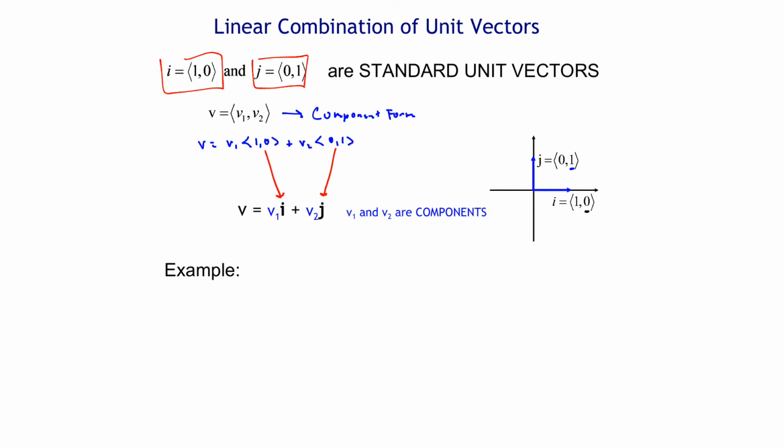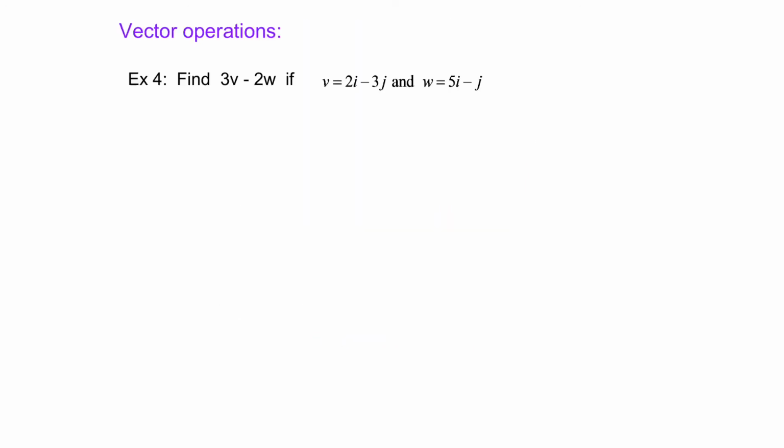So for example, if we had v is equal to 2, 3 in component form, it's the same thing if we write it as 2i plus 3j. So those two are equivalent, they're just different forms. The first one is component form and the second one is linear combination form. So once again, the first one's component form and the second one is linear combination.